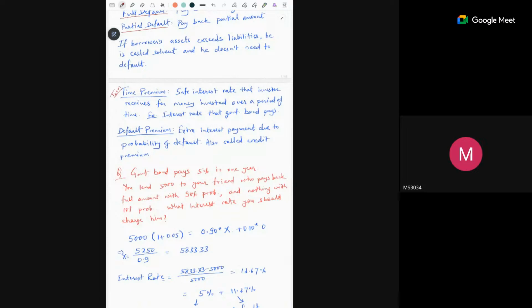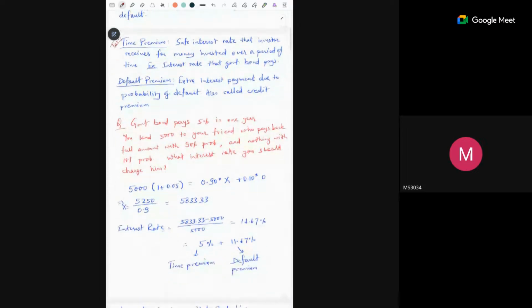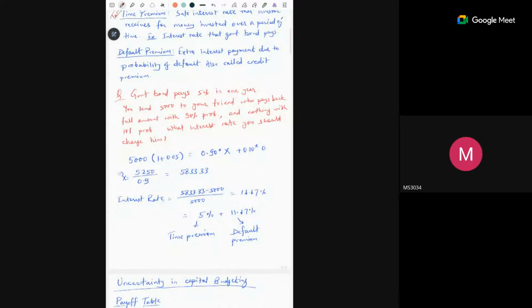For example, a government bond pays 5% in 1 year, and so you have two possibilities. You can invest in government bonds, or you have another option, that is you lend your 5,000 rupees to your friend who pays back the full amount with 90% probability and pays nothing with 10% probability. Then the question asks, what is the interest rate that you should charge to your friend? Here we are assuming you are risk neutral.